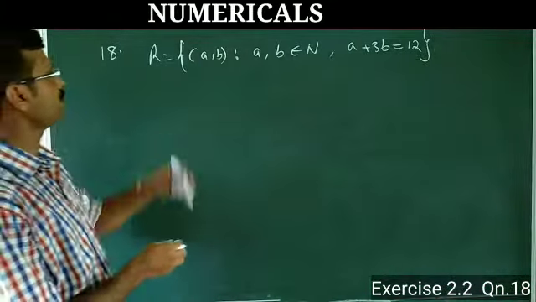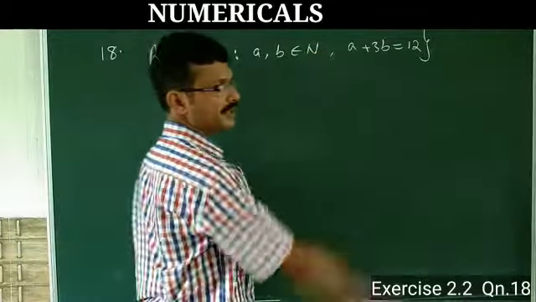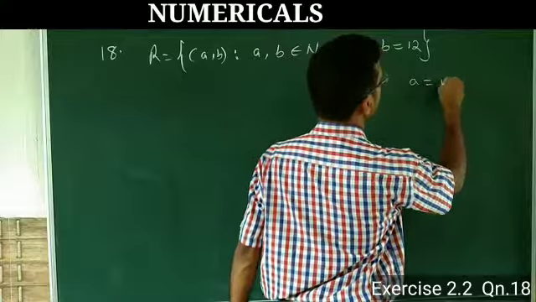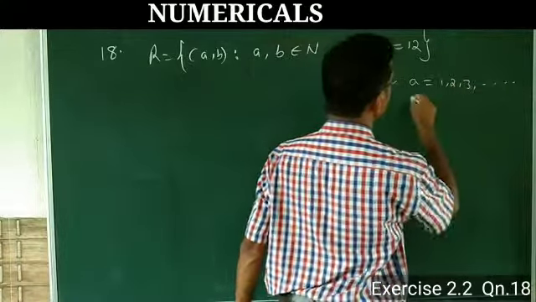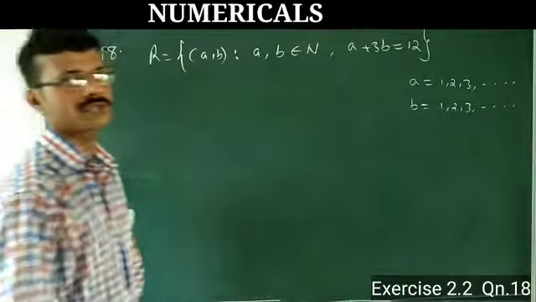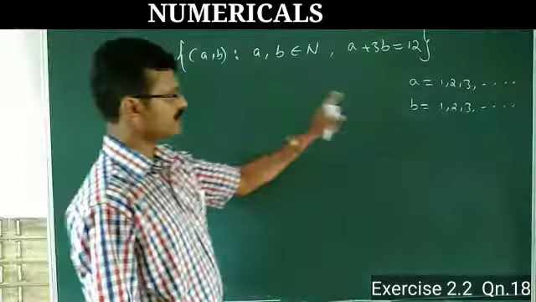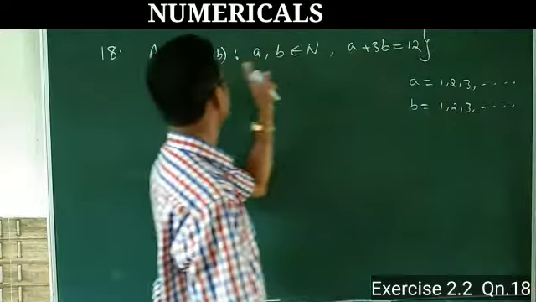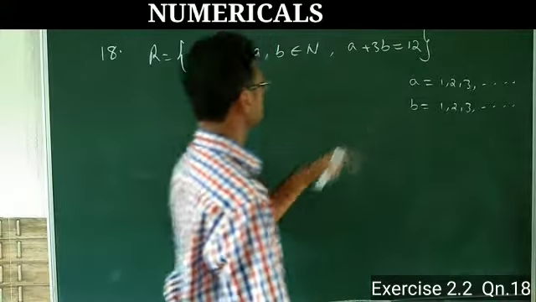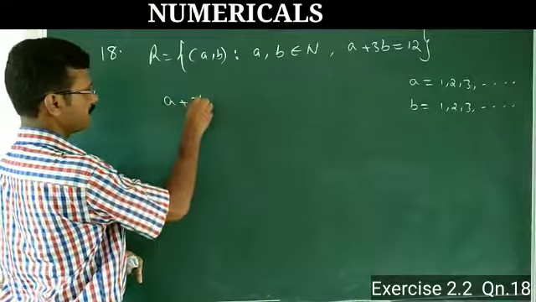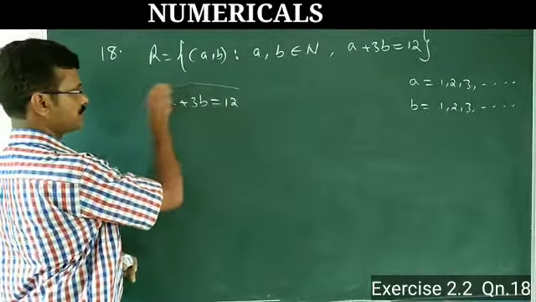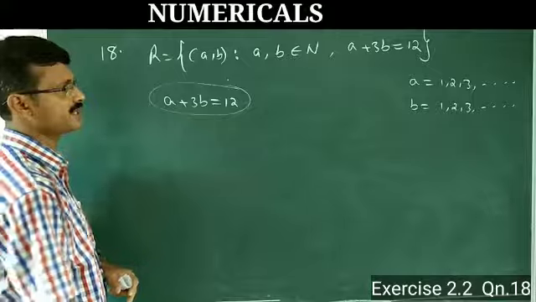First of all, we have to write down the elements of R. It is given that a and b are natural numbers, meaning 1, 2, 3, 4, and so on. Now we have to select the elements in ordered pair format, and they should satisfy the relation a plus 3b is equal to 12. Based on this relation, we have to write down the elements.